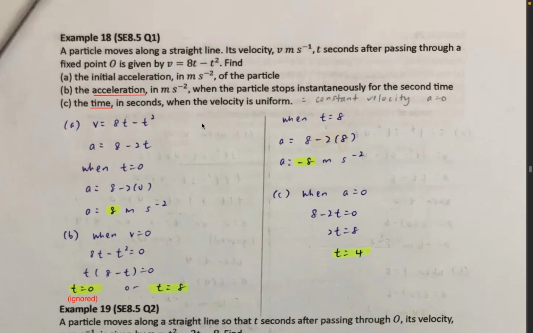Next one, C. Find the time in seconds when the velocity is uniform. When the velocity is uniform means the particle has a constant velocity. That means for every second, the particle also have a speed of, let's say, 2 meters per second. So every second, the velocity is the same. Means it didn't accelerate and didn't decelerate. That means a equals to 0. So when a particle has a uniform velocity, that means a equals to 0. So a is 8 minus 2t. We let it be 0. Then we have answer t equals to 4.